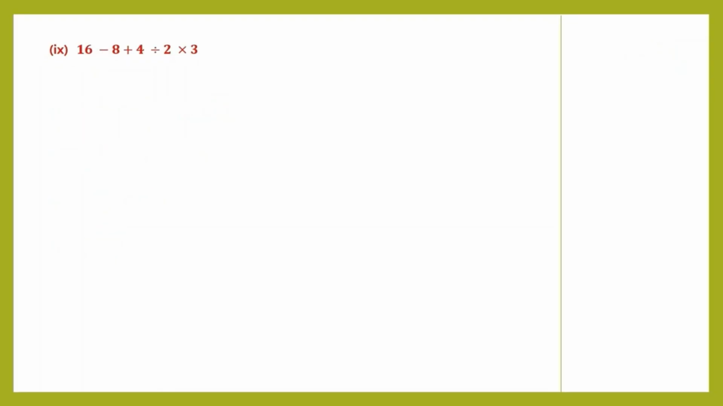Question 9. Operations again. Subtraction, addition, division and multiplication. So BODMAS, D-M-A-S, division has to be done first. So we're going to do the division. That is 4 divided by 2. So let's do everything else as it is. 16 minus 8 plus 2, 4, 2's are 4. So 2 into 2. So we write that 2 here into 3.